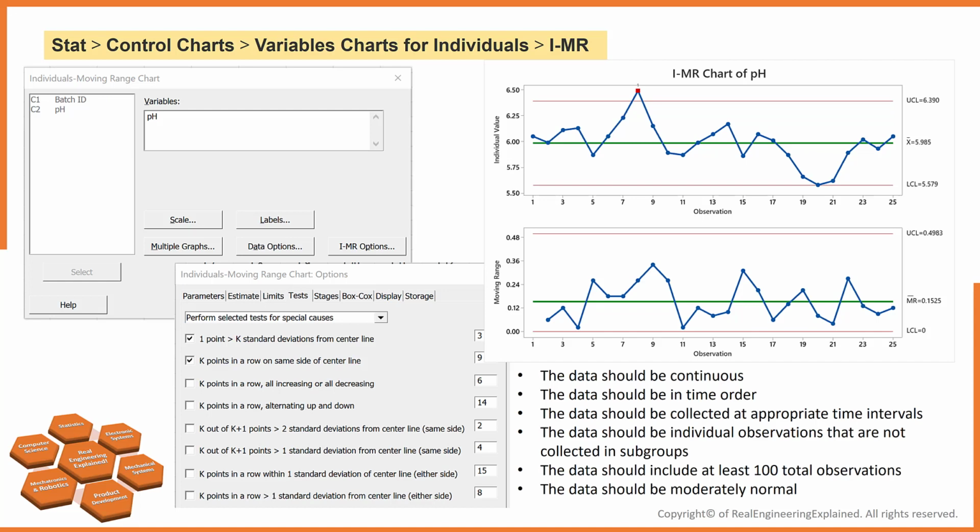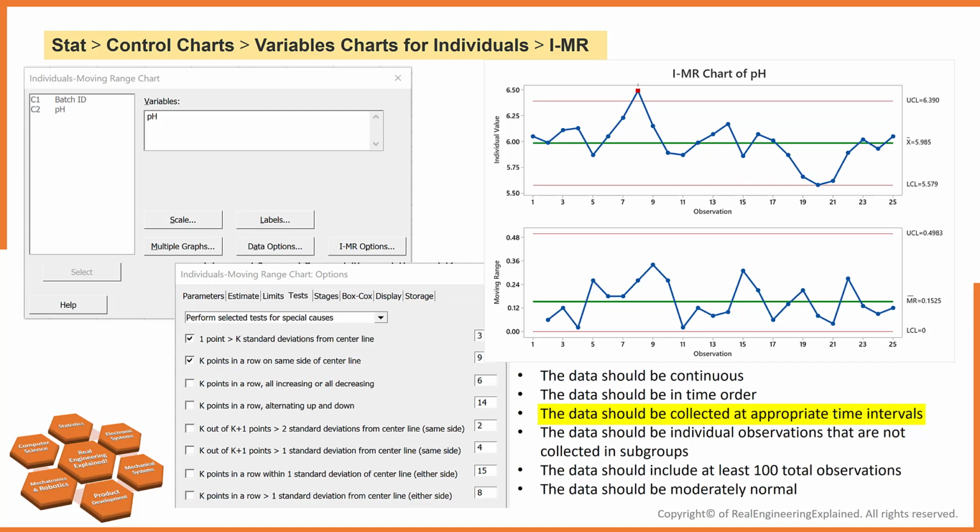To ensure that your results are valid, the data should be continuous and also in a time order, because control charts detect changes over time. The order of data is important. You should enter the data in the order it was collected, with the oldest data at the top of the worksheet. The data should be collected at appropriate time intervals. Collect data at equally spaced time intervals, such as every hour, every shift, or every day.